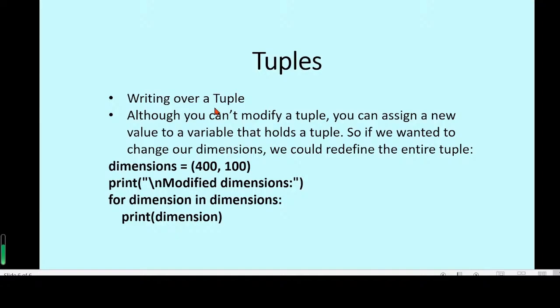Writing over a tuple: although you cannot modify a tuple, you can assign a new value to a variable that holds a tuple. So if we want to change our dimensions, we could redefine the entire tuple. This is the original tuple. This is the new tuple we defined. Because you cannot change the elements one by one, you can define the entire tuple again with the new value you want.